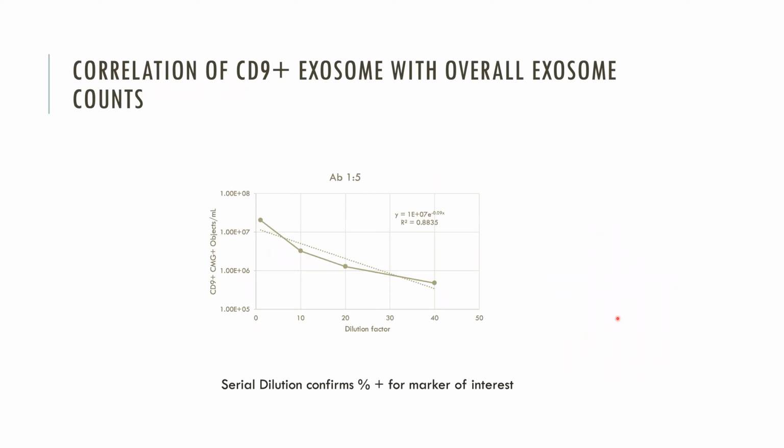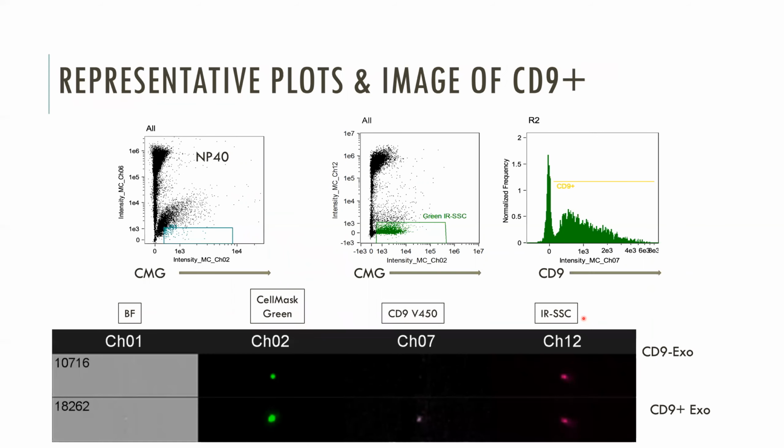So another point to make is that when you've stained EVs with both the fluorescent lipophilic dye and the antibodies, we want to make sure that the percent positive stays pretty consistent as you dilute them out, and that the objects per mL of the antibody positives will also dilute out. That confirms that you're seeing a consistent percentage with a variable number of EVs, and that you're not seeing coincidence events of one positive and one negative.